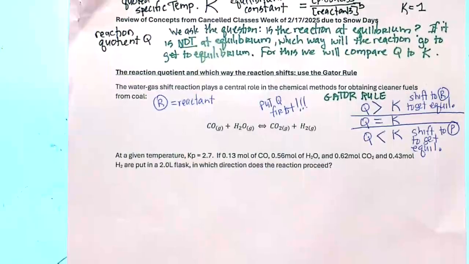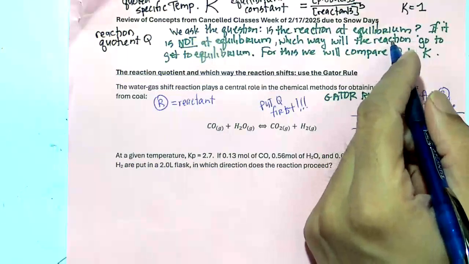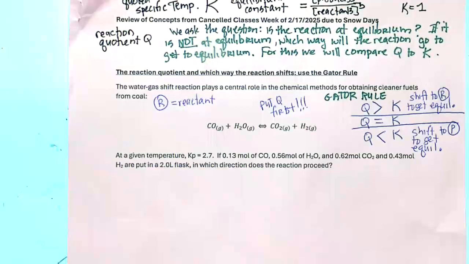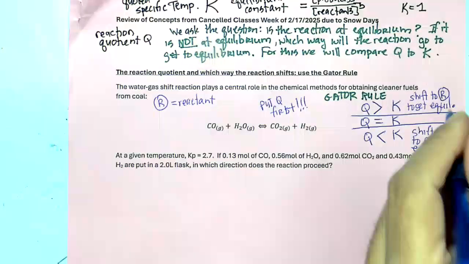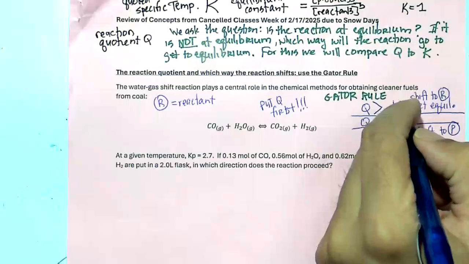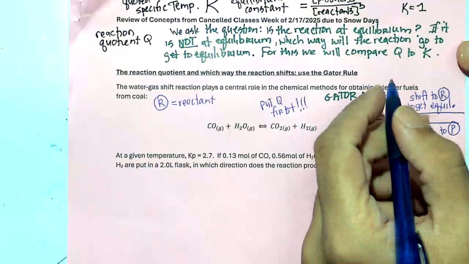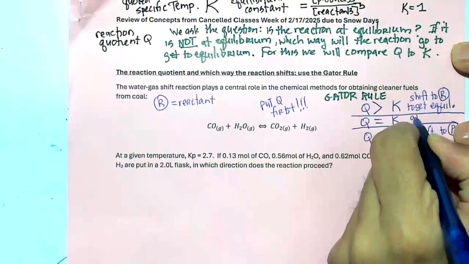Okay, if Q is equal to K, then what? You are at equilibrium. So it equals the actual equilibrium constant, whatever that may be. So those are equilibrium concentrations, so it's not going to shift anywhere. You are at equilibrium, wherever it may be, whether K is equal to 1 or whatever that equilibrium constant is for that reaction, you're at equilibrium.